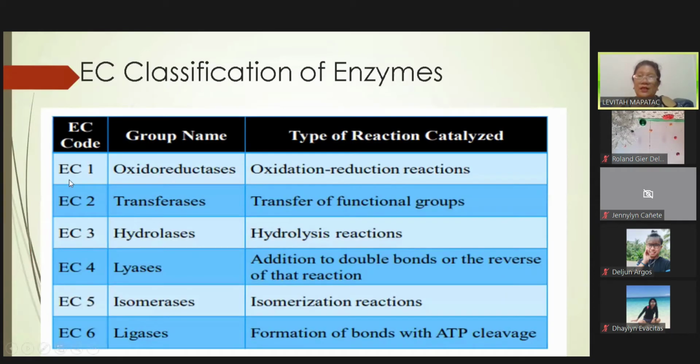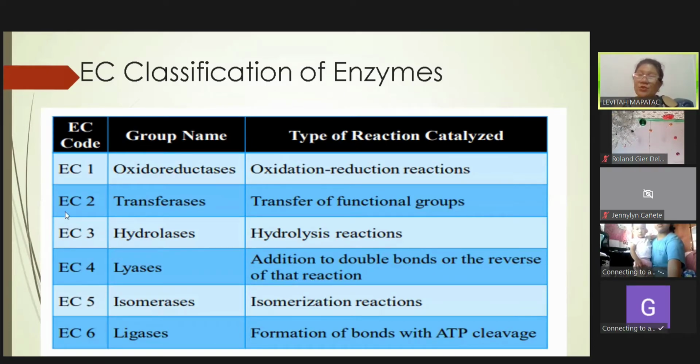Okay, that is the easy one. They are named oxidoreductases. What is that? From oxido, meaning there is oxidation, and reductases, reduct is reduction reaction. Therefore, the type of reaction being catalyzed in EC1, oxidoreductases, is oxidation-reduction reaction.